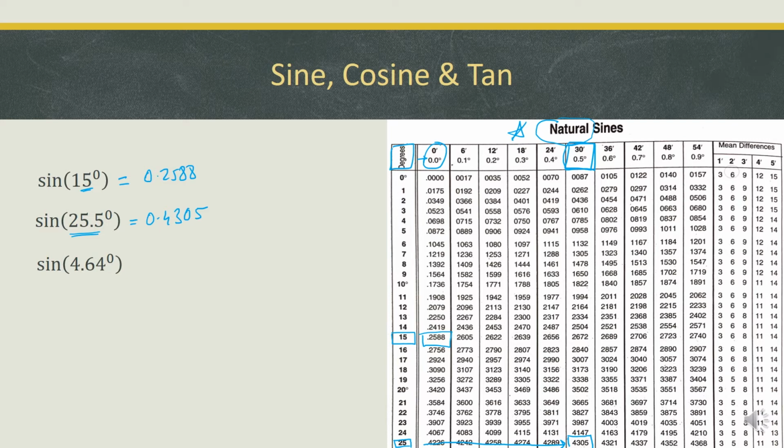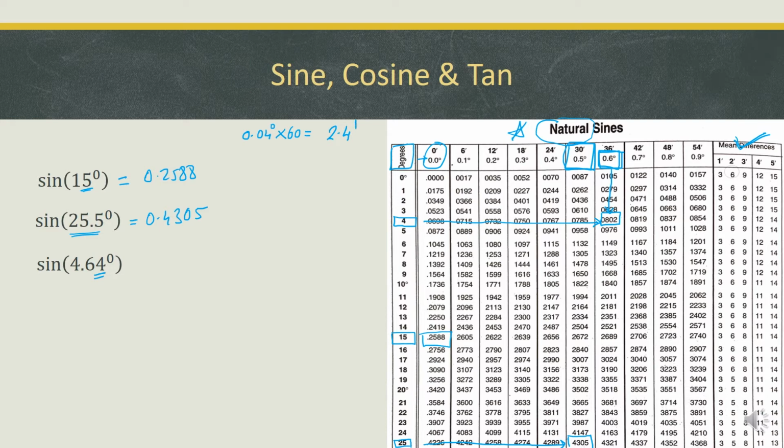Sine of 4.64. Sine of 4 is this, 0.6 is here. We got this value, which is 0.802, but we have this additional 0.04 over here. And if you see, the mean differences are not written in degree, they are written in minutes. So what we'll do is we will convert this extra 0.04 degree into minutes. How to do that? Just multiply it by 60. So 6 4s are 24, so you will get the answer as 2.4.